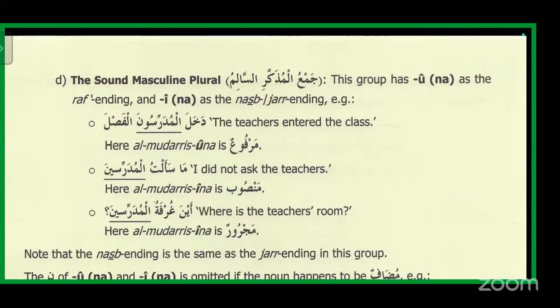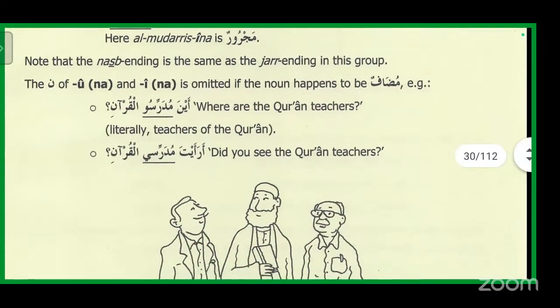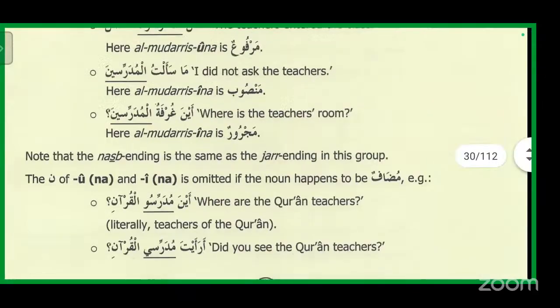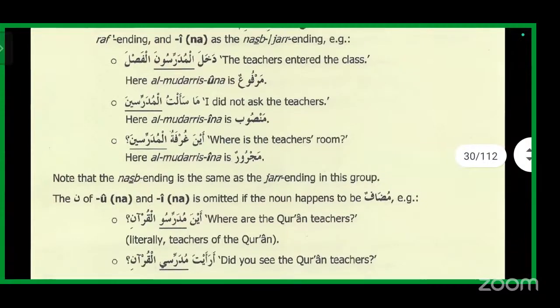Ma sa'altu al-mudarrisina. I did not ask the teachers. Here al-mudarrisina is mansubun. Ayna ghurfatul mudarrisina? Where is the teachers' room? Here al-mudarrisina is majrur. Now note that the nasb ending is the same as the jarr ending in this group.